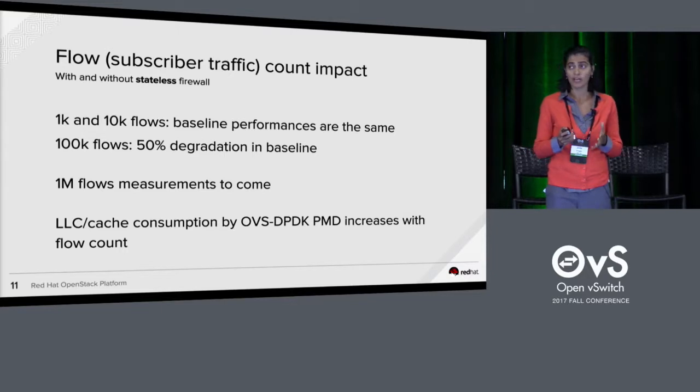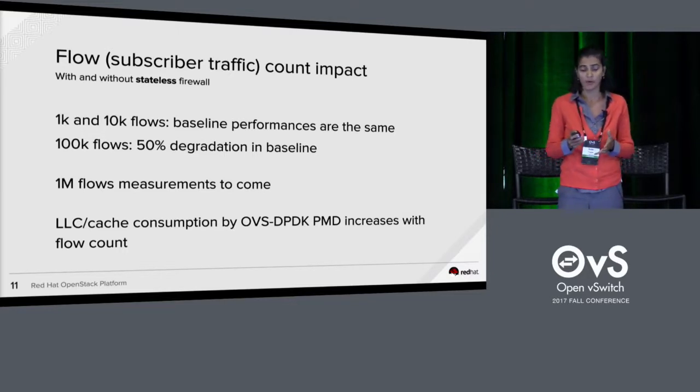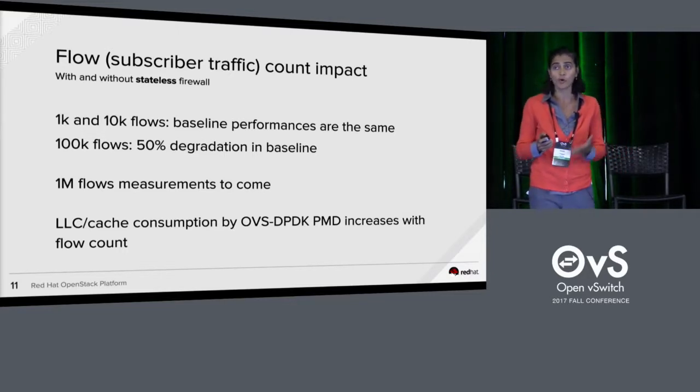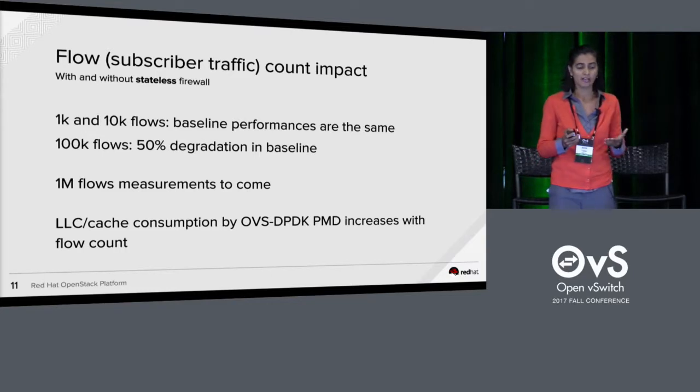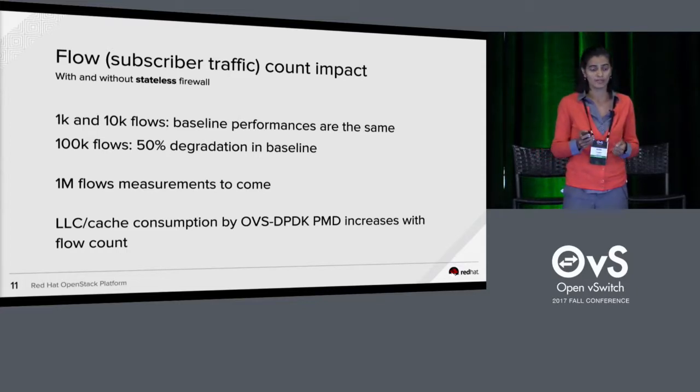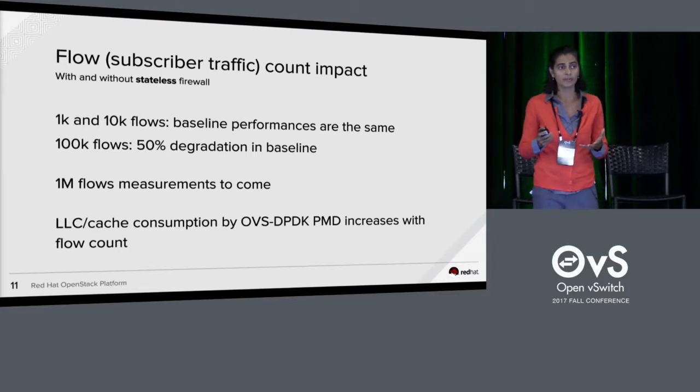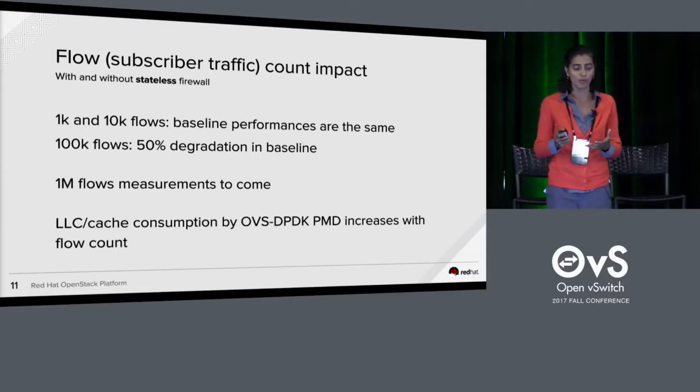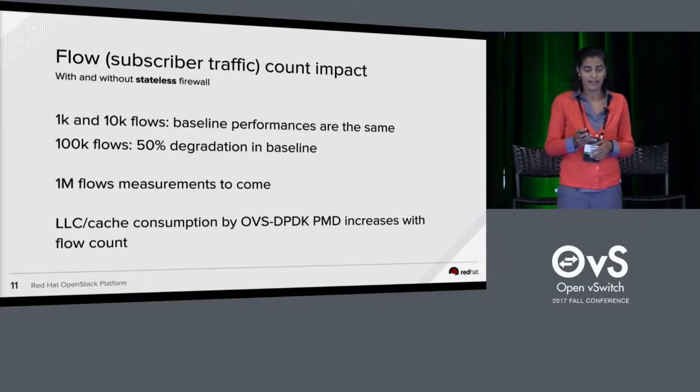Let's look at that. With 1K and 10K flows, baseline performance is about the same, no difference. You go up to 100K flows, then you're going beyond 10K. If you go even to 20K, 50K, 100K, you're seeing up to 50% degradation in your performance. And it looks like the OVS-DPDK PMDs are now taking a lot more of the LLC cache with flow count.